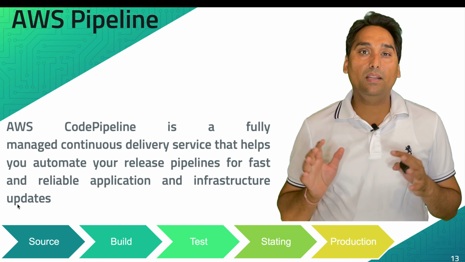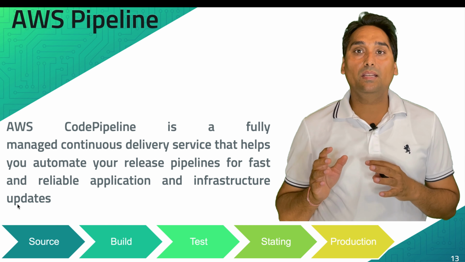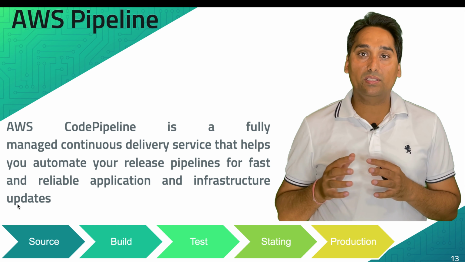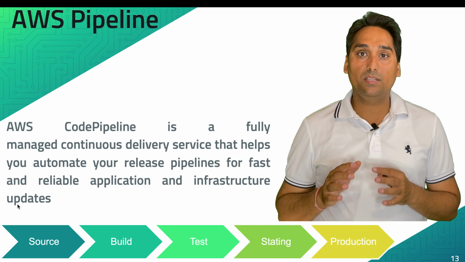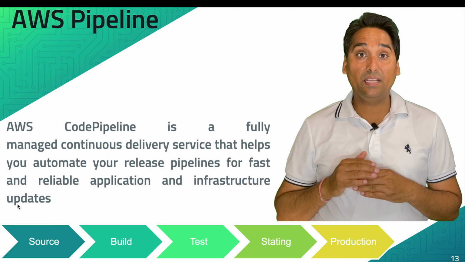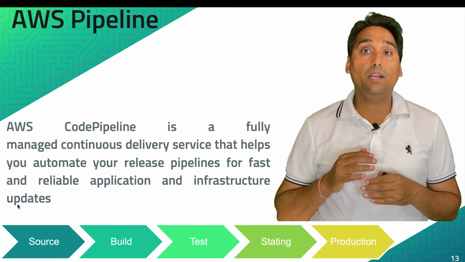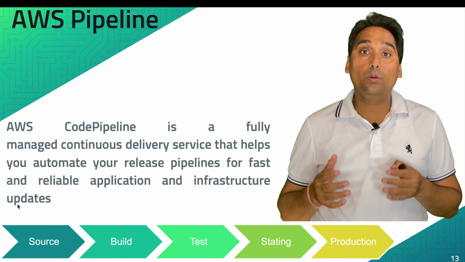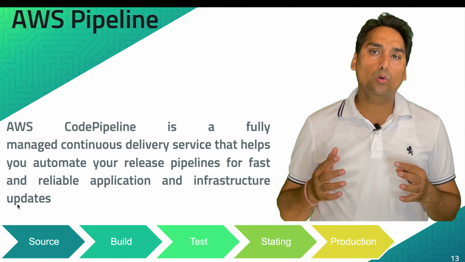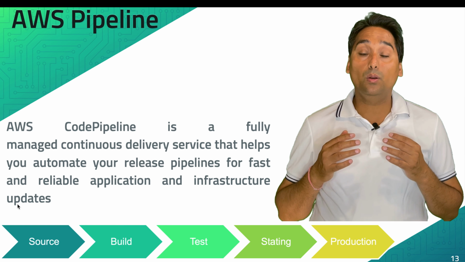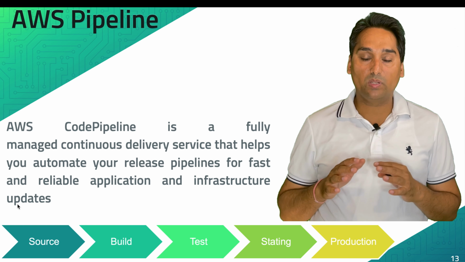You can think of AWS Code Pipeline as an orchestrator to compose different commands and AWS services in the form of stages to automate your software delivery. You can easily integrate AWS Code Pipeline with third-party services such as GitHub or with your own custom plugin. With AWS Code Pipeline, you only pay for what you use. There are no upfront fees or long-term commitments.